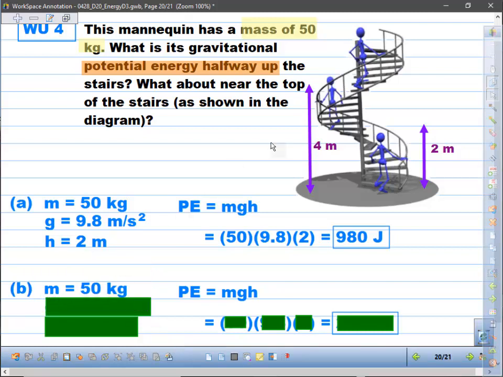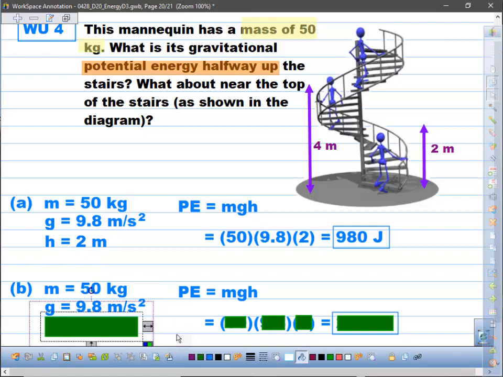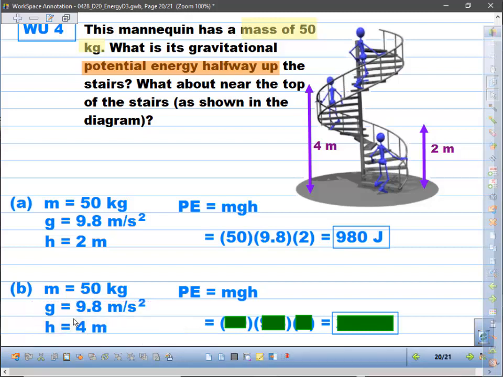The mass is still 50 kilograms. It's the same mannequin. What goes here? Little g is 9.8 meters per second squared still. What goes here? Height, h is now 4 meters because the mannequin climbed all the way up to the top of the stairs, so it's 4 meters up.